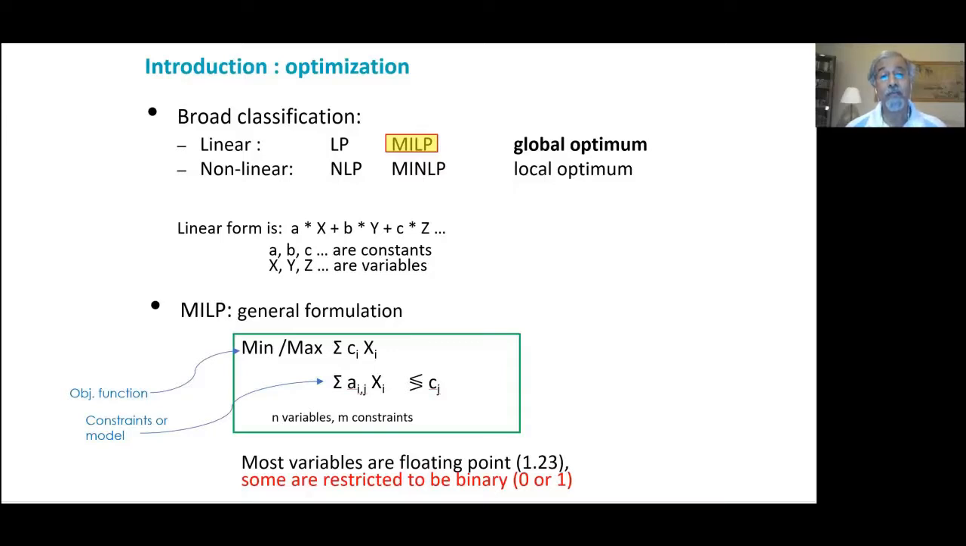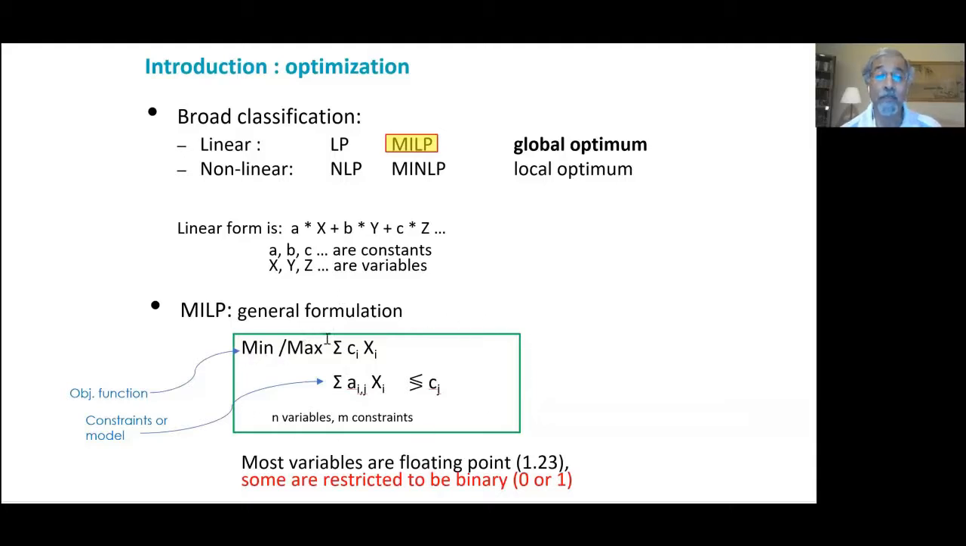What's a linear form? A linear form is something like AX plus BY plus CZ, where A, B, and C are constants, think numbers, and X, Y, Z are variables to be determined by the optimizer. So for MILP, a general formulation is going to look something like this. There's a very compact notation.